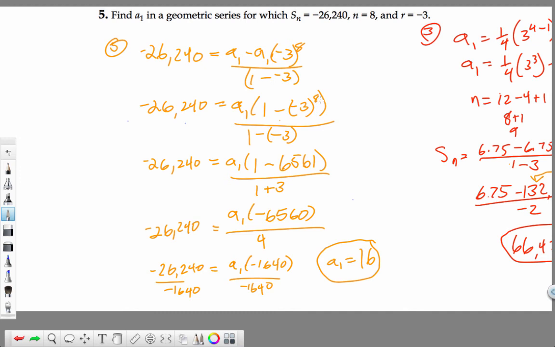So because it's an even, that becomes a positive, and it's 1 minus that positive 6561. Down here, this 1 minus the negative becomes plus a positive, so that's going to become 1 plus 3. And that's where all the signs you got to make sure you keep in order. And then this becomes -6560 divided by 4 is -1640. Divide by that -1640, and you should get A1 is equal to 16.